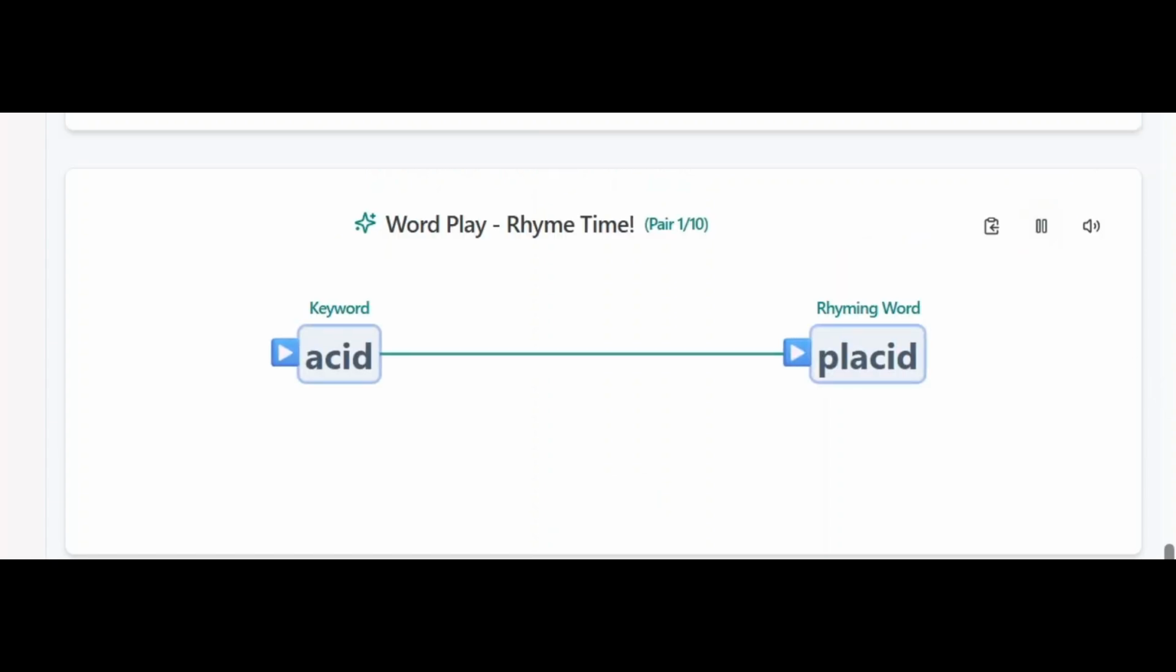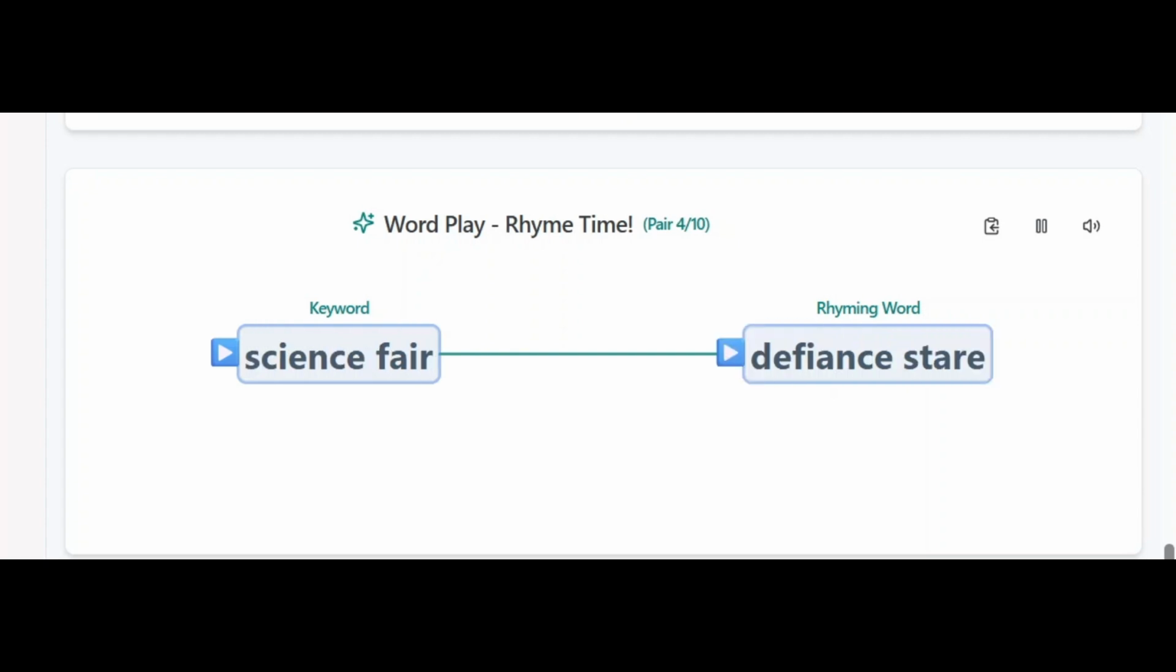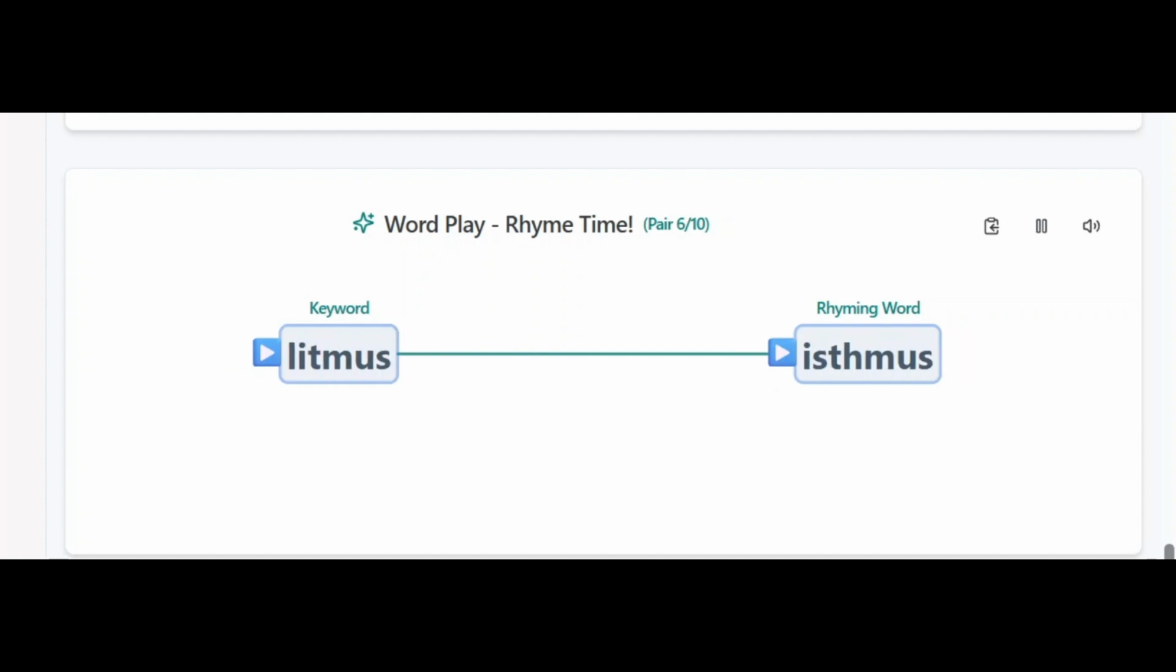Acid. Base. Neutral. Science fair. Indicator. Litmus. Blue. Odor. Lime. Salt.